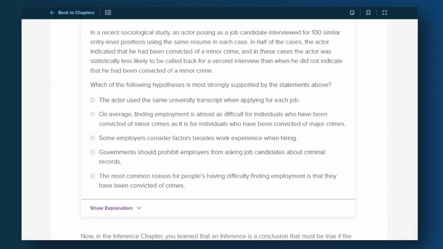This question stem is asking for which hypothesis is most strongly supported, which might seem like a request to strengthen the argument if you were in a hurry. Be sure you're answering the question that's been asked. There are two things to keep in mind when looking for the author's conclusion here. One, an actor has been applying to jobs and indicating in half of the applications that he's been convicted of a minor crime. Two, in the cases where he's indicating that, he's statistically less likely to be invited to interview. What's a logical conclusion to these two statements?